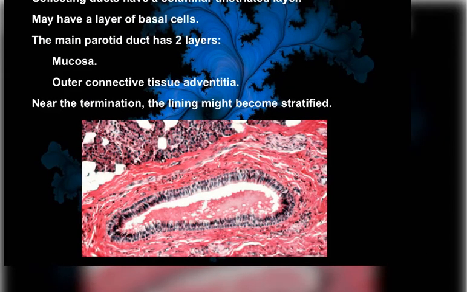The main parotid duct, or the main excretory duct of the parotid, has a stratified columnar epithelium, except near the termination, where it empties into the oral cavity. The epithelium becomes like the oral cavity epithelium, which is stratified squamous epithelium, non-keratinized, of course, because it empties into the buccal mucosa, and the buccal mucosa is non-keratinized.